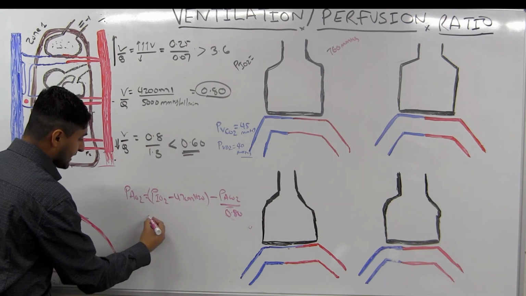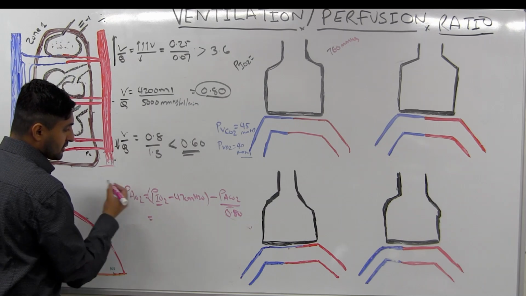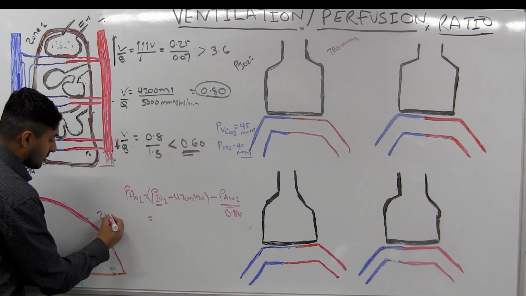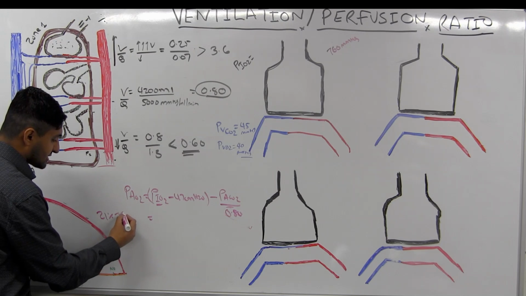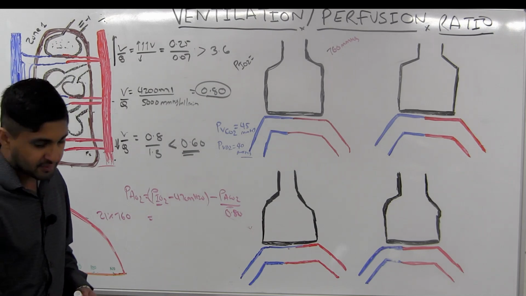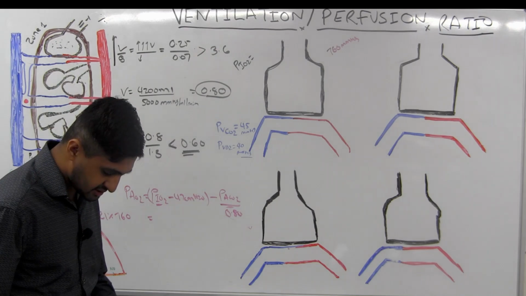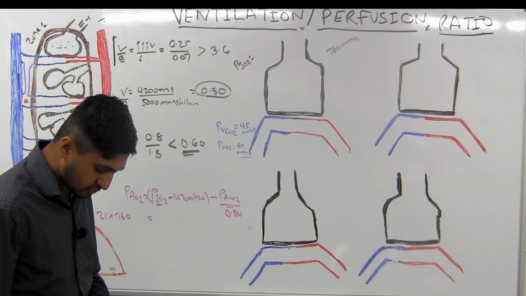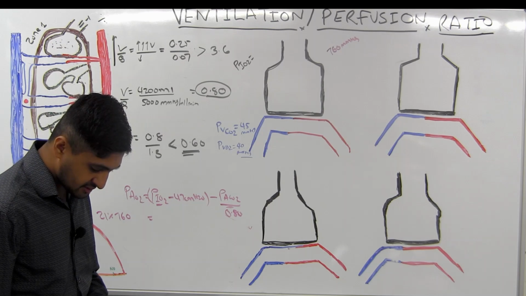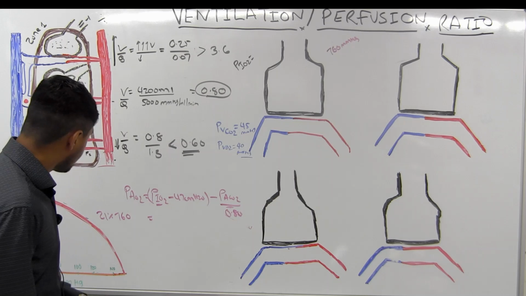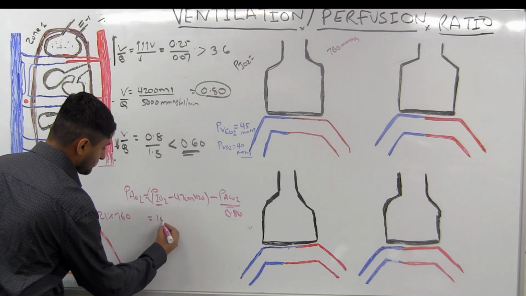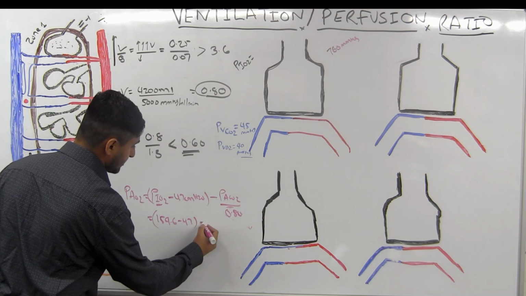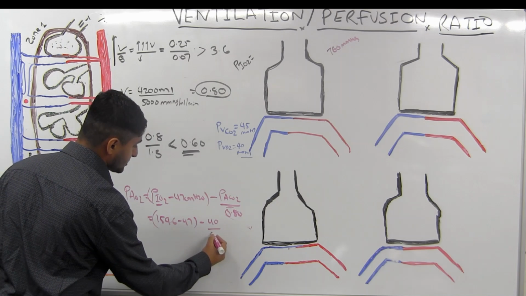Usually, to find the partial pressure of inspired O2, we always say it's 21% of the barometric pressure, which is 760 millimeters of mercury. So what do you get if you do 21% of 760? You should get about 159.6. Then you do minus 47, right? And then for the PA, you usually use 40 millimeters of mercury over 0.8, right?